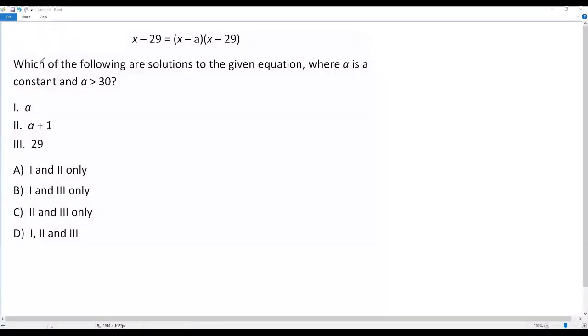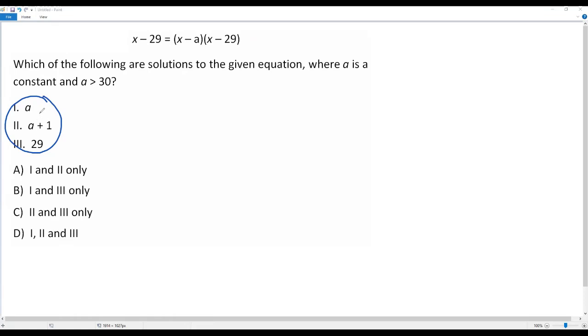Here we have an SAT math problem. Okay, let's go to the question. Here we have an equation: x - 29 = (x - a)(x - 29). Which of the following are solutions to the given equation, where a is a constant and a is greater than 30? Okay, here we have a solution for the given equation.